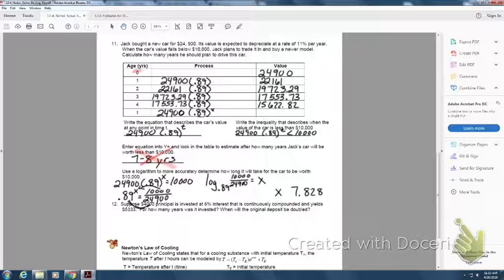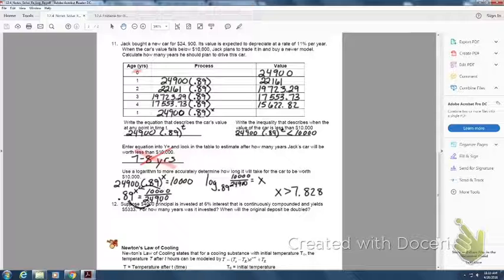Now let's put the correct inequality in there. Get your mind back into the word problem where you're talking about a car, and the older it gets, the less the value goes. So what inequality would make sense in this answer? Greater than. When the car is 7.828 years, it's equal to 10,000. And once x gets bigger, the value drops below 10,000.